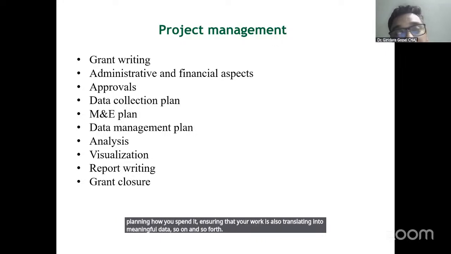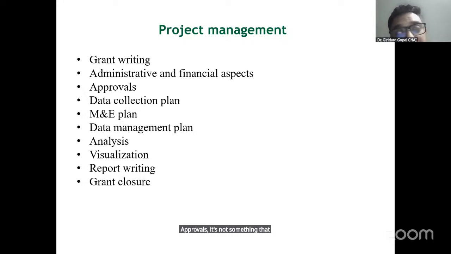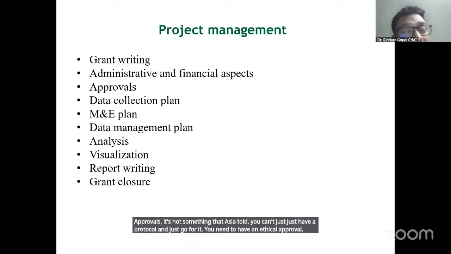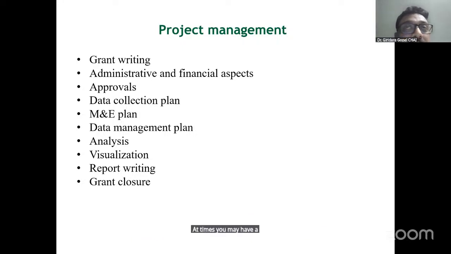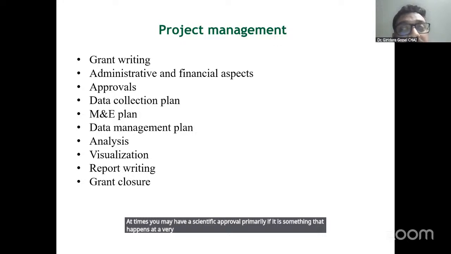Approvals. It's not something where, as I told, you can just have a protocol and just go for it. You need to have an ethical approval. At times you may need a scientific approval, primarily if it is something that happens in a very new, innovative space. So you may have DBT, DST approvals, health ministry screening committee approvals, ICMR approvals, and some state governments also have them.